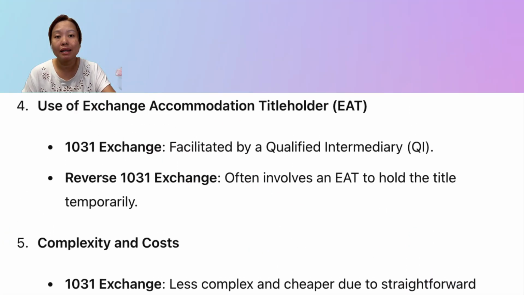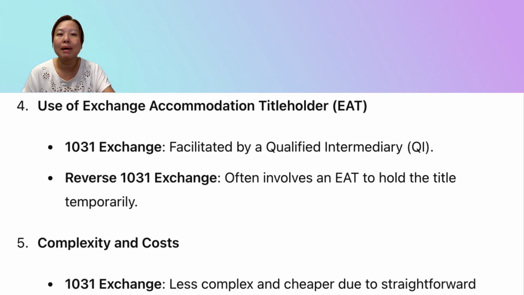The fifth thing is complexity and cost. A 1031 exchange is generally considered less complex and less expensive to execute due to the straightforward nature of selling and then buying. The reverse 1031 exchange is more complex and typically incurs higher costs due to the need for additional legal and intermediary services, as well as potential transfer taxes.